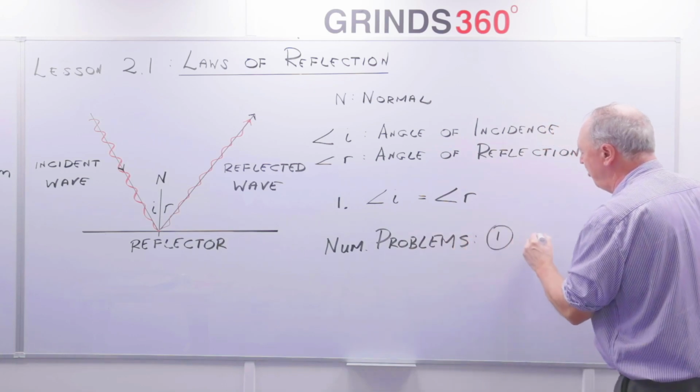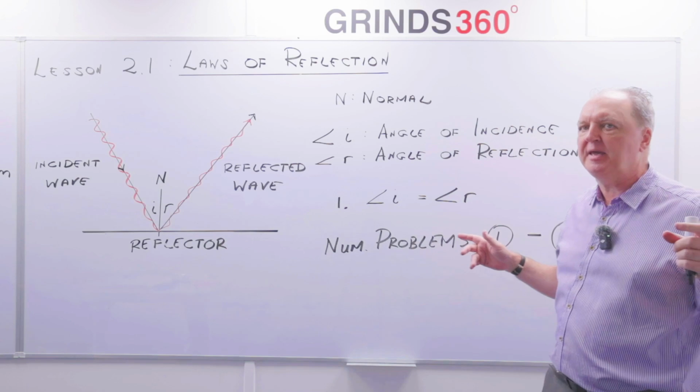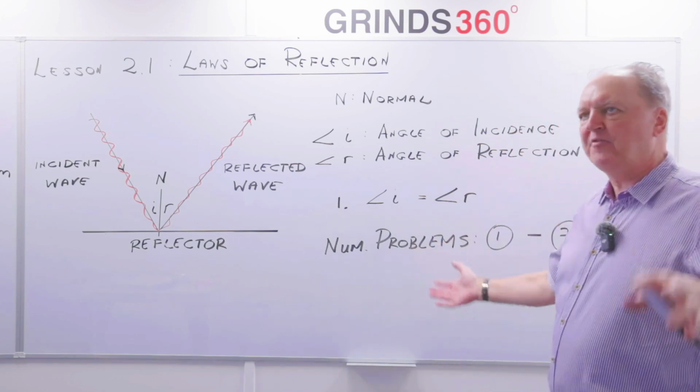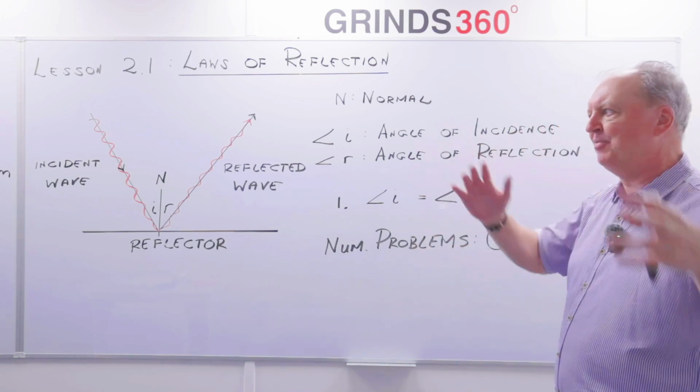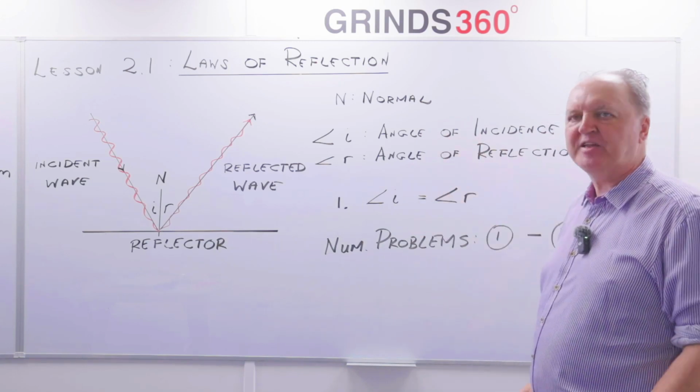We're going to do from 1 to 7. There's a nice selection of problems where you have to do a little bit of thinking, and they involve all the stuff you've done in this lesson and previous lessons. So we're gradually building up our knowledge. Okay, so that's the end of the lesson.